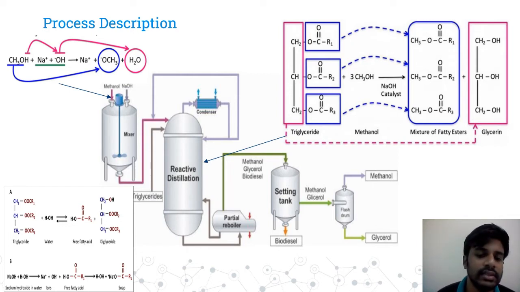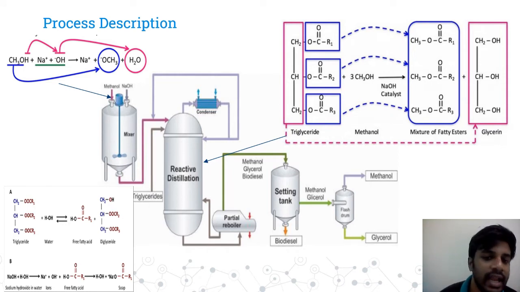The transesterification process takes place at about 40 to 65 degrees Celsius. 65 degrees Celsius is the boiling point of methanol. The product of the transesterification process comprises biodiesel, glycerol, and unreacted methanol at the bottom. RD is connected to a settling tank. The higher density biodiesel will settle at the bottom of the tank.